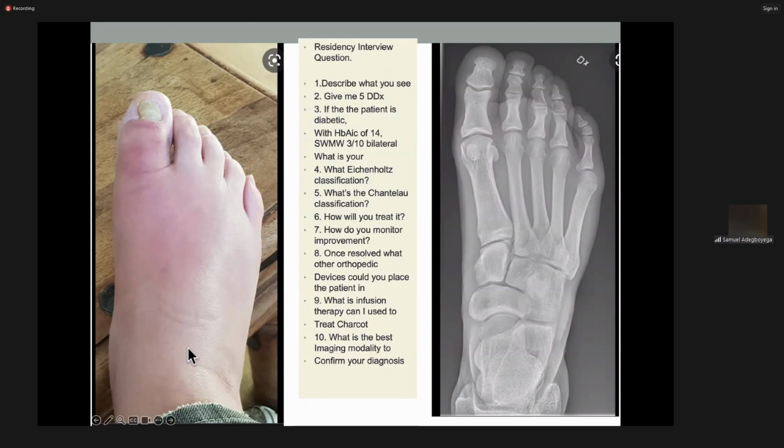Let me call my other friend. Shiley, are you here? I'm here. Good. Chantelot classification, can I use it here? No, because you just see an x-ray here. There's no MRI. Good. How will you treat this, Shiley? I'll put them in a total contact cast.